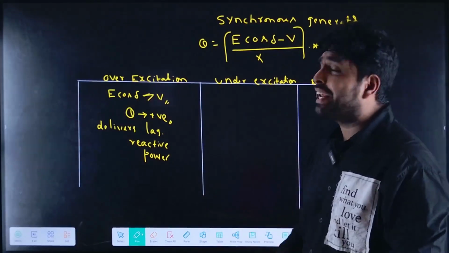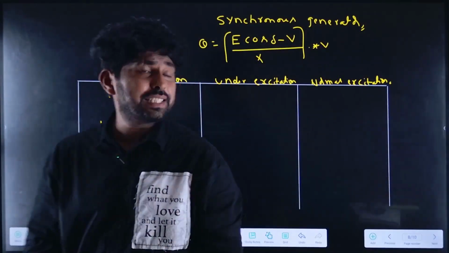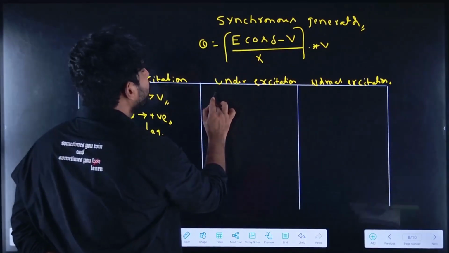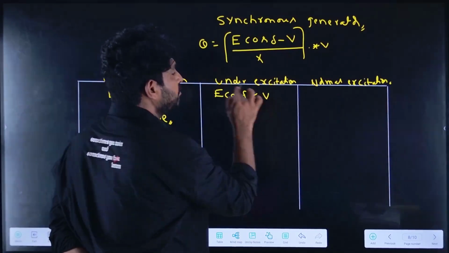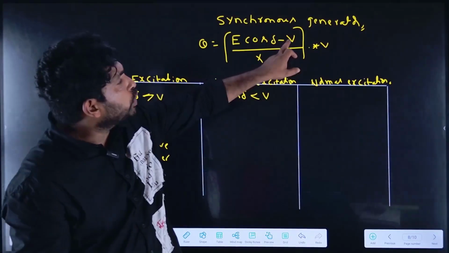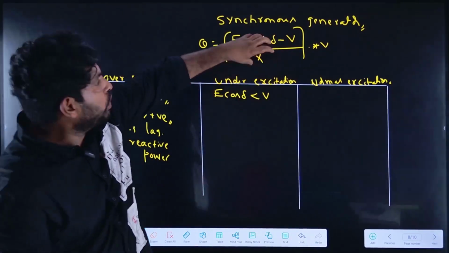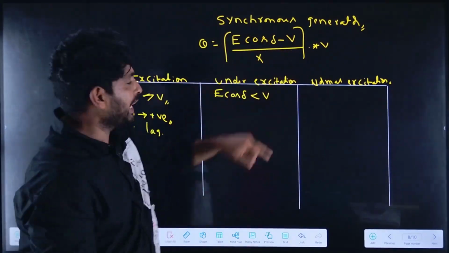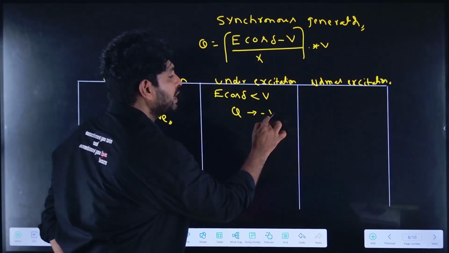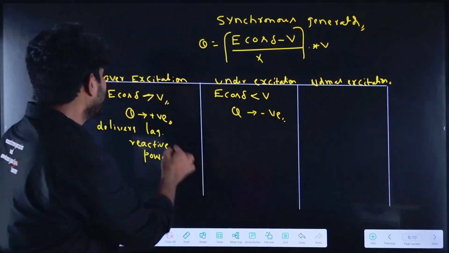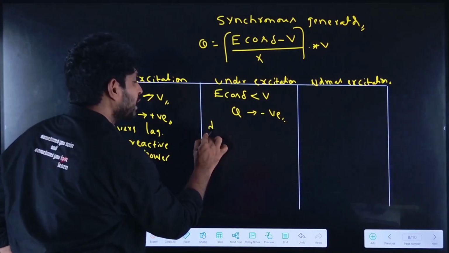Now, if I consider under excitation, what is the condition? When E cos delta is less than V, the negative value is greater than the positive value, so this total term becomes negative. That is, the polarity of Q is negative. When Q is negative, it delivers leading reactive power.